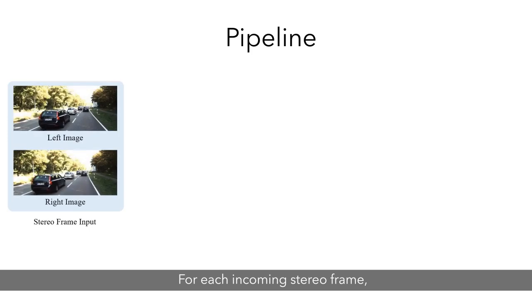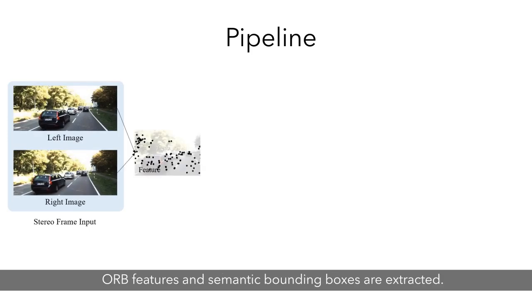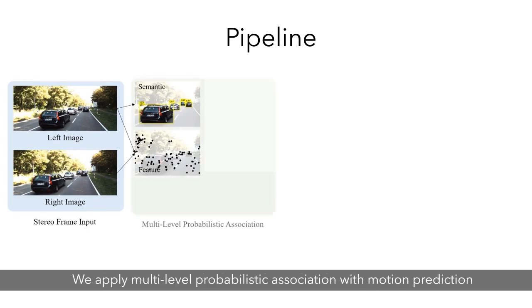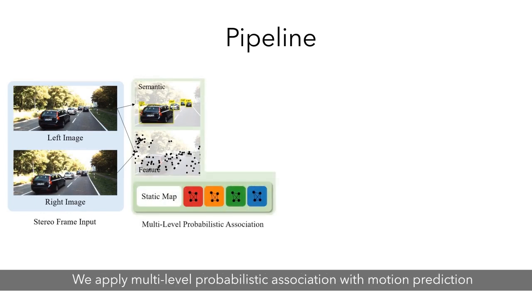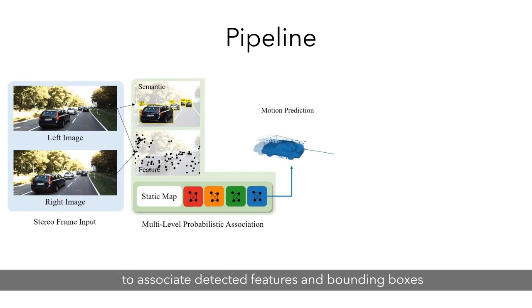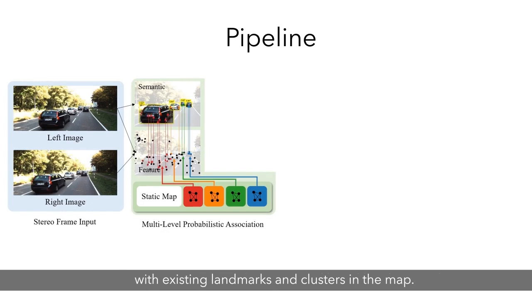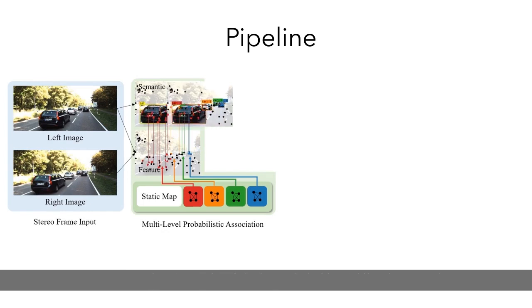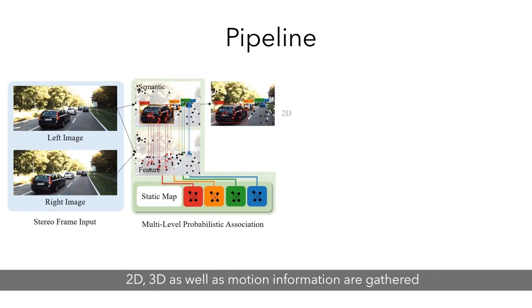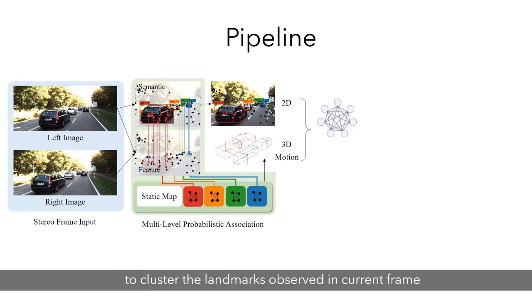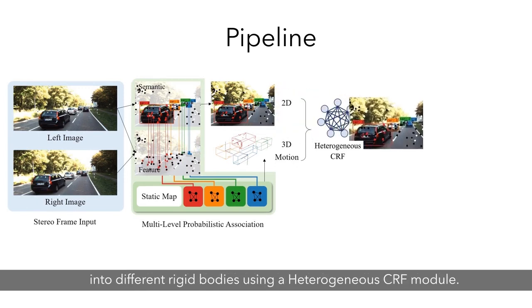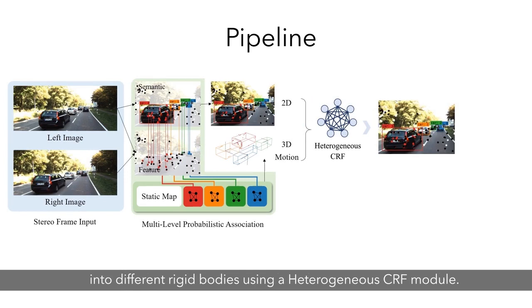For each incoming stereo frame, all features and semantic bounding boxes are extracted. We apply multi-level probabilistic association with motion prediction to associate detected features and bounding boxes with existing landmarks and clusters in the map. 2D, 3D, as well as motion information are gathered to cluster the landmarks observed in the current frame into different rigid bodies using a heterogeneous CRF module.